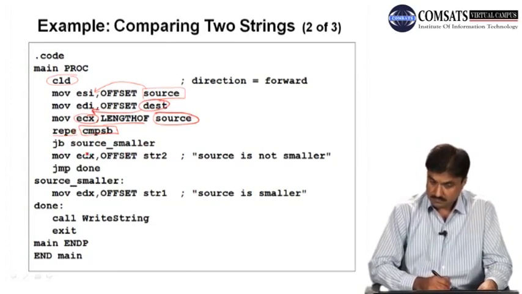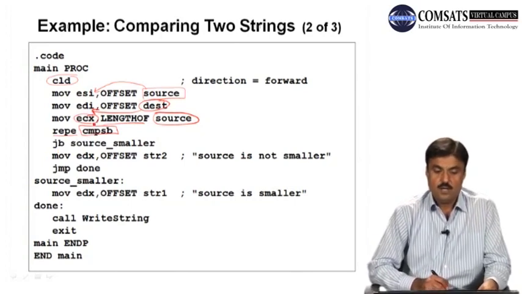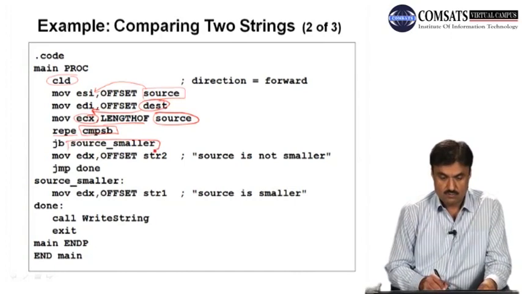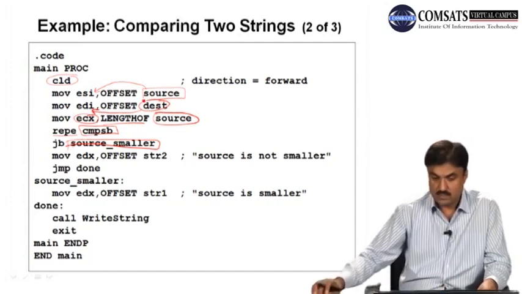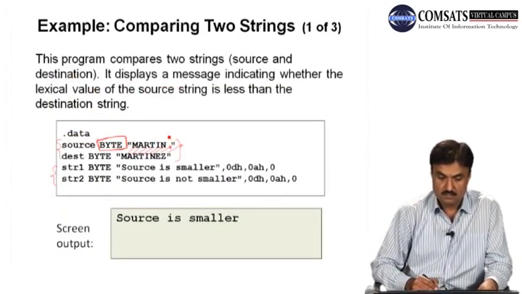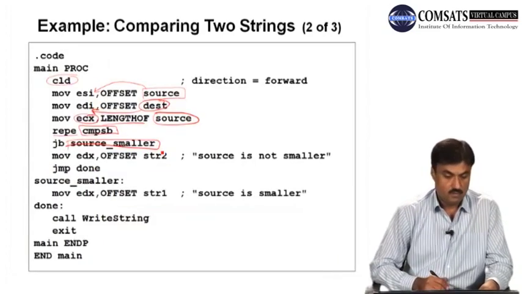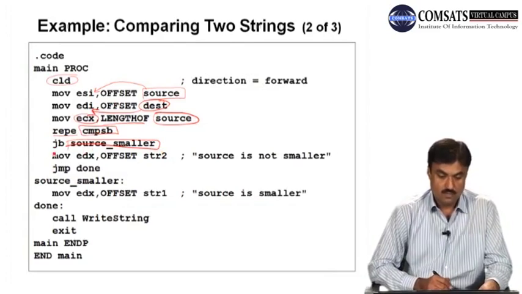So for example, we jump to source smaller, which is the label. At the source smaller label, we use jump below, JB. You can see in the previous example there is one space here; we use multiple spaces to make them of equal size. So we will jump when below, to source smaller, it will jump here.